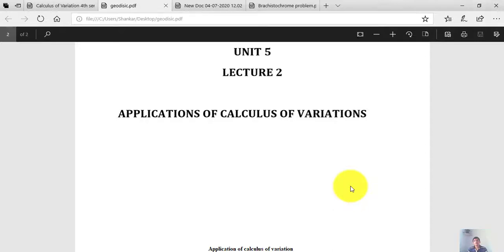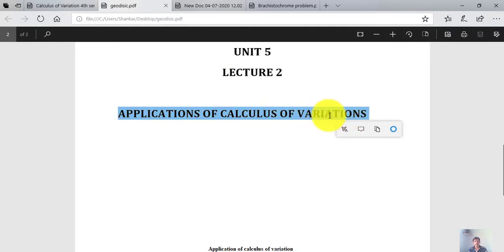Okay, hello everyone. So today we'll see lecture 2 of unit 5. As I said, I will be continuing with the topic of applications of calculus of variation. As we discussed, calculus of variation is where we are finding the solution or the output of any integral of the type integral from x1 to x2 of f, where f is a function of x, y and y prime, right?